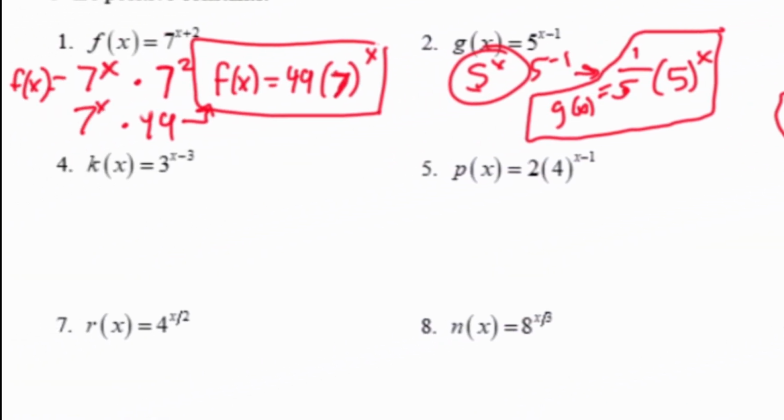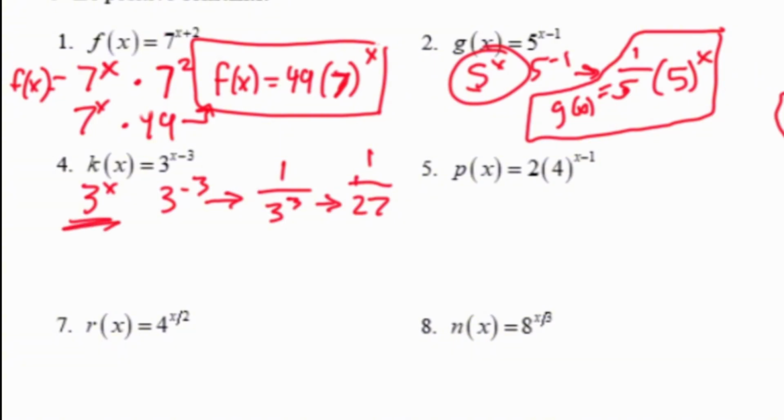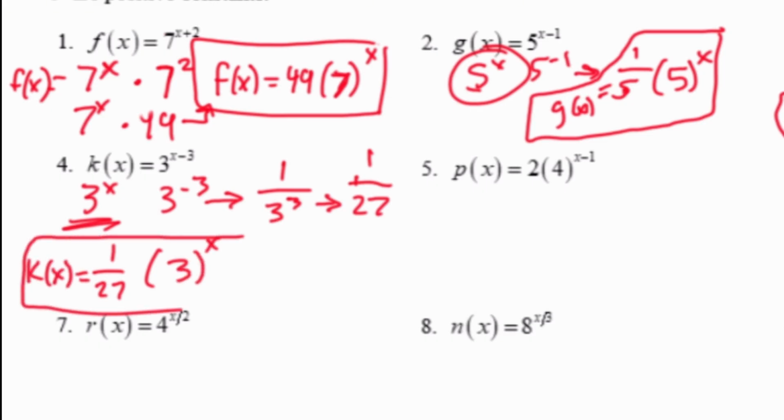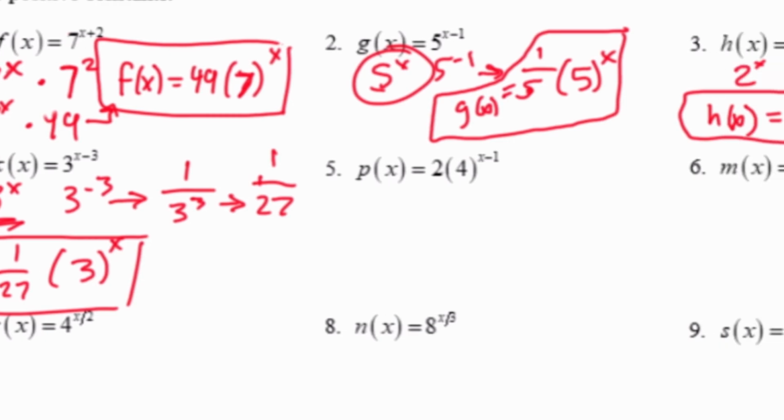So number 4, we have 3 to the power of x and 3 to the power of negative 3. So we change this into a fraction. So 1 over 3 to the power of 3. And 3 to the power of 3 becomes 27. So 1 over 27. And we'll make sure to put this back into the equation. So 1 over 27 times 3 to the power of x. That's our answer.